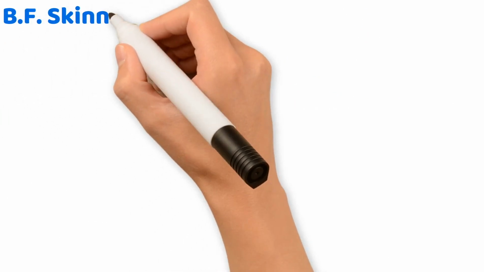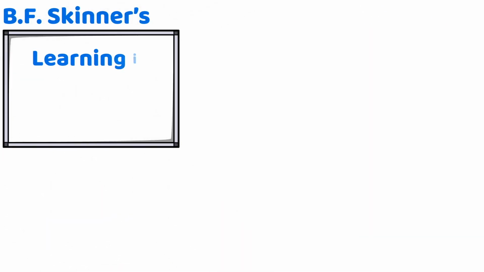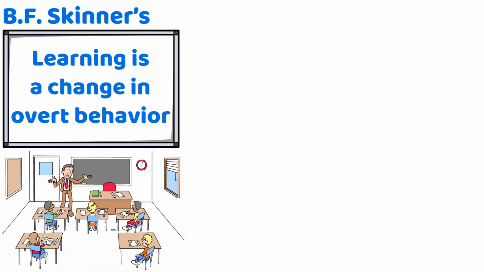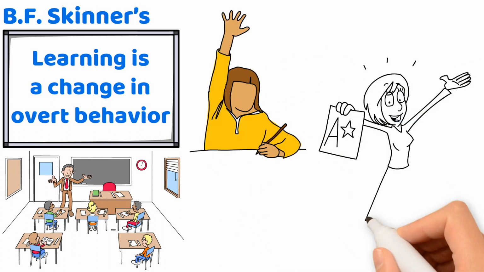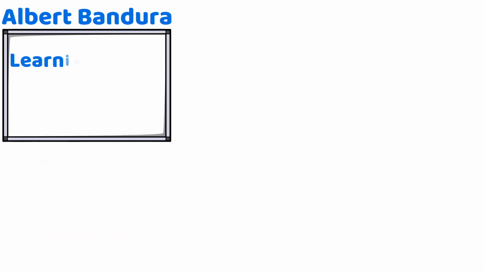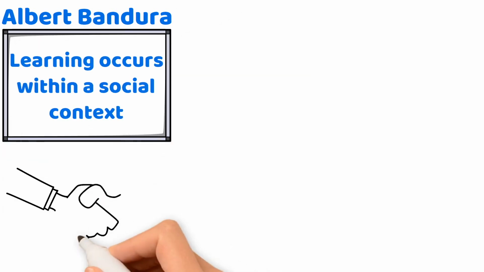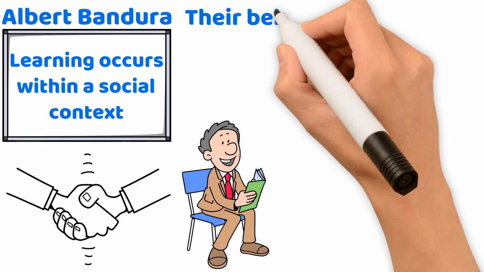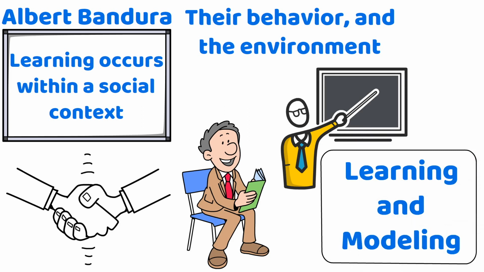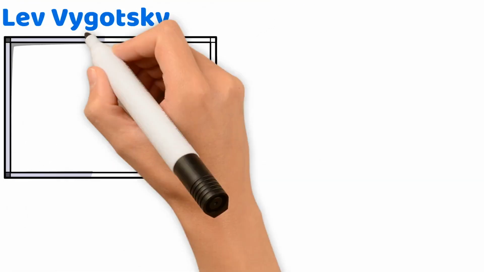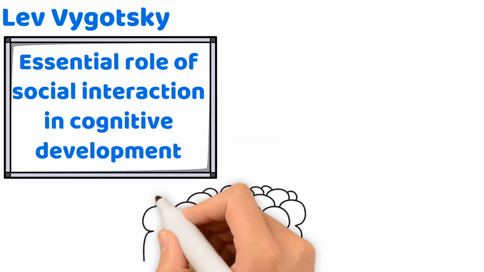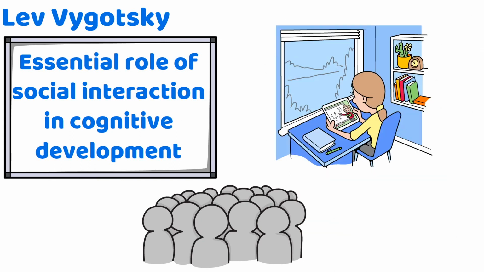2. B.F. Skinner's behaviorist theory emphasizes that learning is a change in overt behavior, influenced by the environment's responses to one's actions, with reinforcement playing a key role in shaping behaviors. 3. Albert Bandura's social cognitive theory argues that learning occurs within a social context and involves a dynamic interplay between the individual, their behavior, and the environment, highlighting the importance of observational learning and modeling. 4. Lev Vygotsky's cognitive theory stresses the essential role of social interaction in cognitive development, proposing that community and culture significantly influence an individual's learning process.